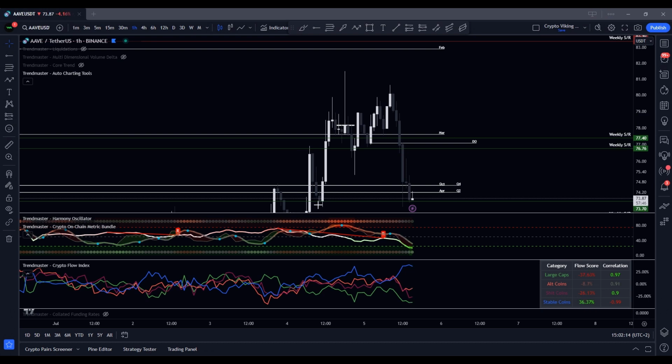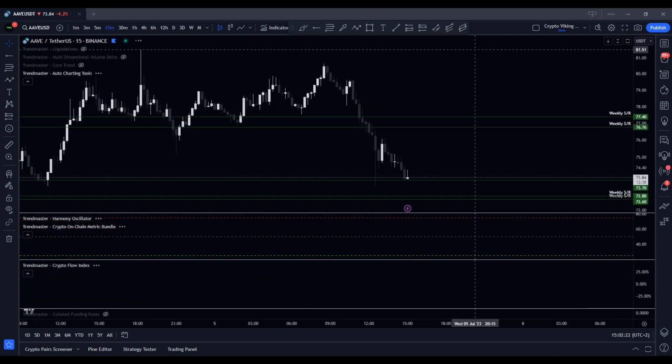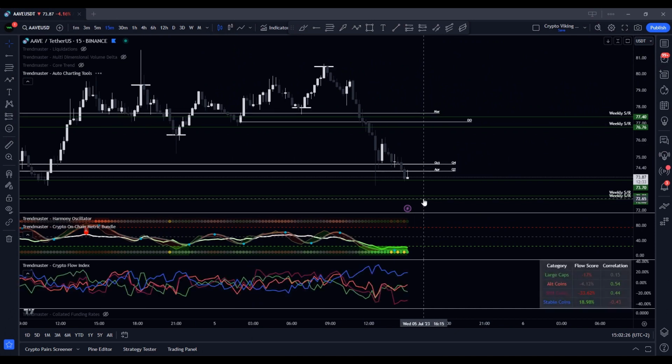So does the 15 minute give you a better entry in the 1 hour? If you're using the lower time frames, you still have to remember that it has to respect the higher time frame structure. I think that's what you mean: can I use the lower time frames to enter a higher time frame trade? The answer is yes.